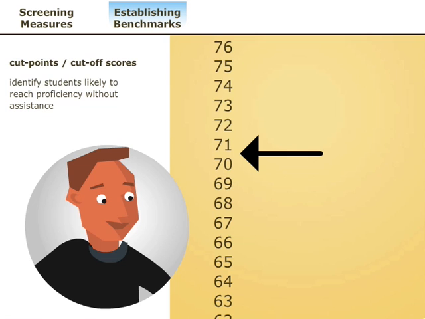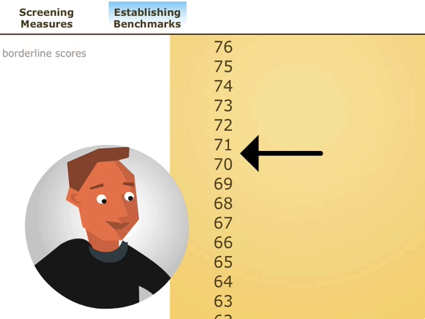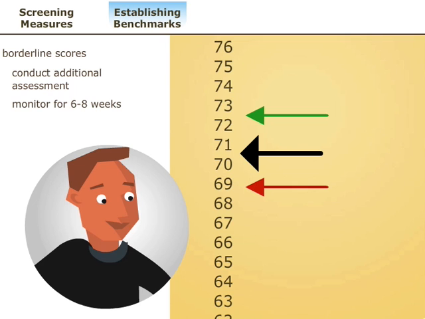It is critical to keep in mind that no measure is perfectly reliable. When students' scores fall slightly below or above a cutoff score on a benchmark test, schools may wish to conduct an additional assessment of those students or monitor their progress for a period of 6 to 8 weeks to determine whether the student does, in fact, require additional assistance.